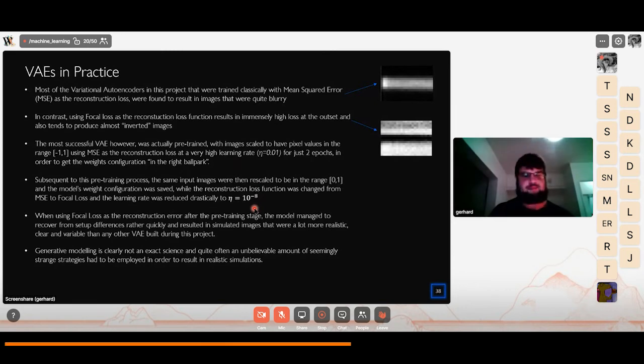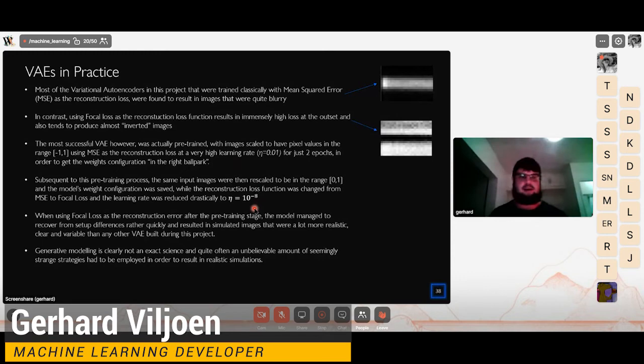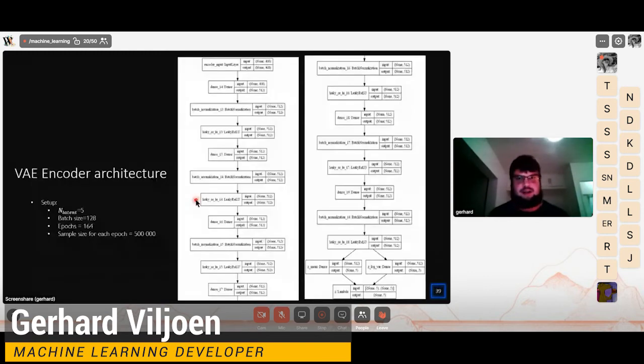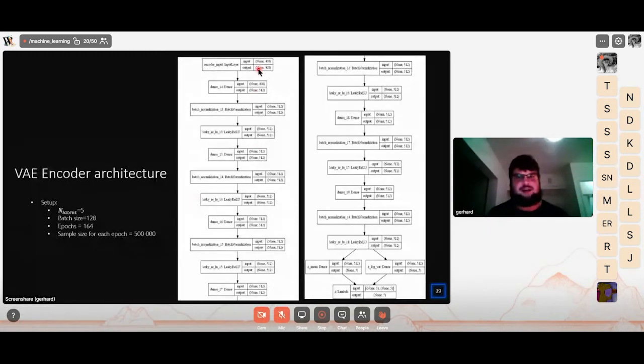So a takeaway from that is that generative modeling is not really an exact science. The theory is well defined, but when you actually work with it in practice, you sometimes have to do some really crazy things to get it to work.